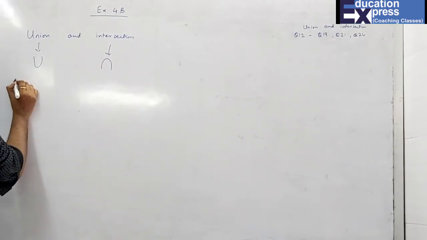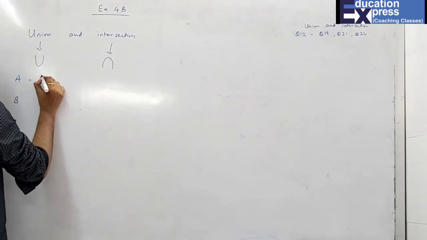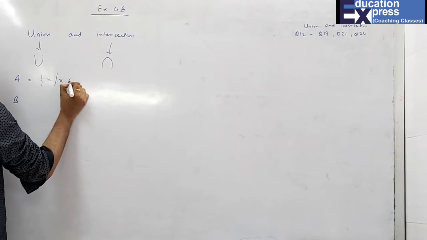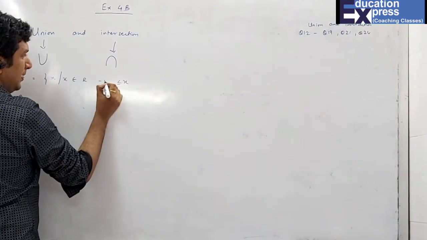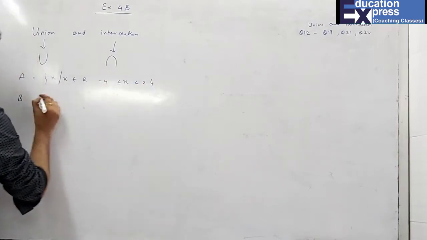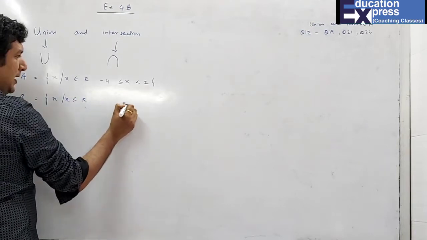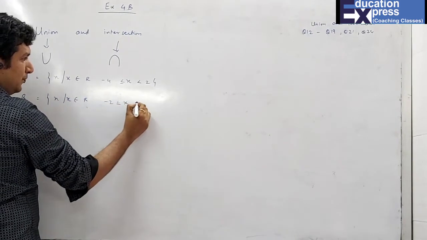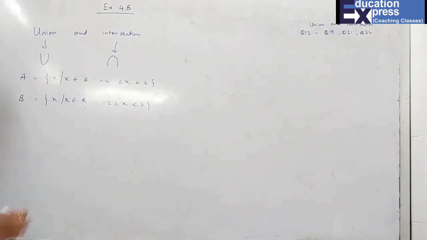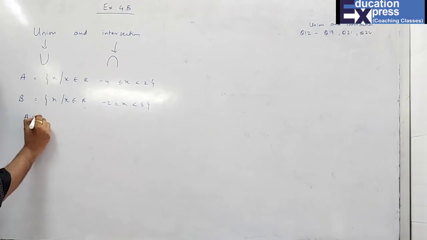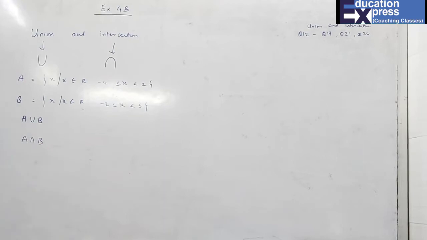So in case I have A and B in such a way that A is a set of X such that X belongs to real numbers, X is more than or equal to -4 and less than 2, and similarly B is also X such that X belongs to real numbers, X is less than or equal to -2 and less than 5, and I have to find A union B and A intersection B. Okay students?